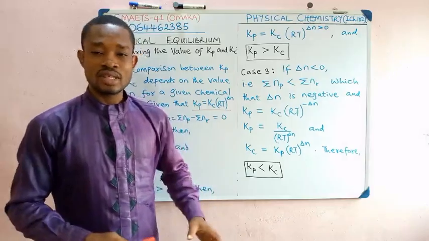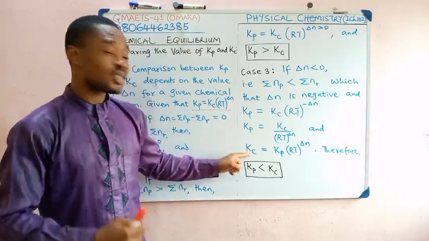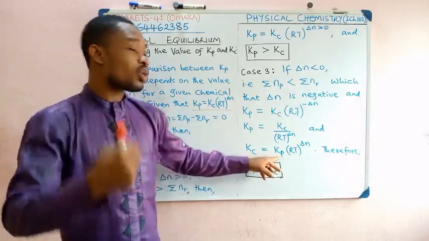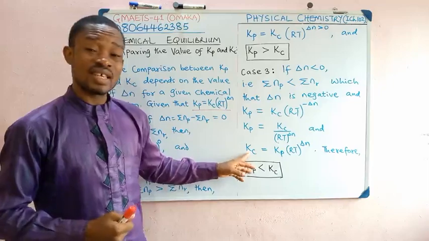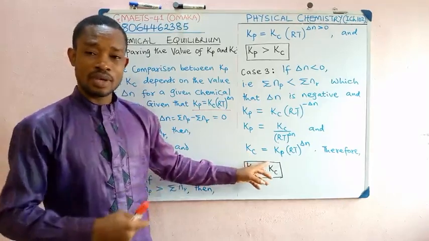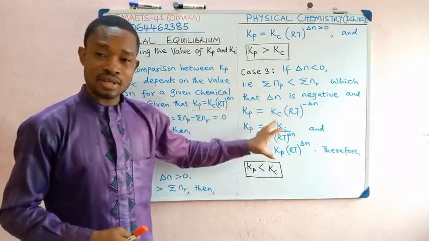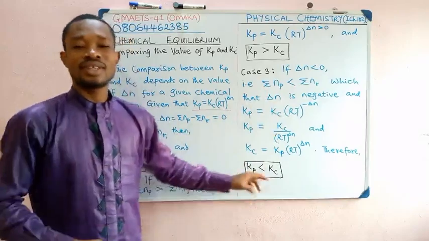What is the result of this? It simply tells us that to get Kc, you need to multiply Kp by another term, hence increasing the value of Kc above Kp. So for a reaction such as this, Kp will be less than Kc.